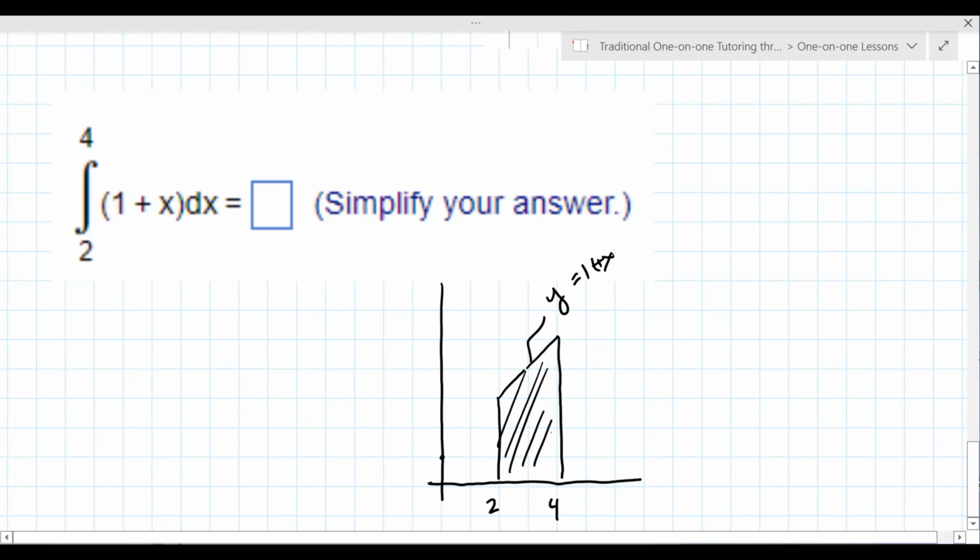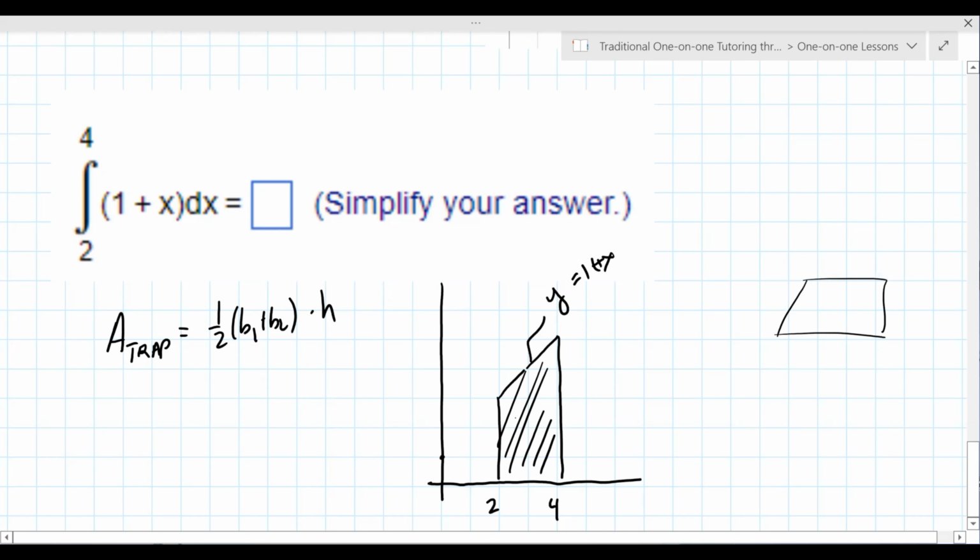So you're just finding this area. So this is a trapezoid. The area of a trapezoid is 1/2 base 1 plus base 2 times the height. Now it's maybe not the trapezoid you're used to, maybe the bases being on top, but it's still a trapezoid.